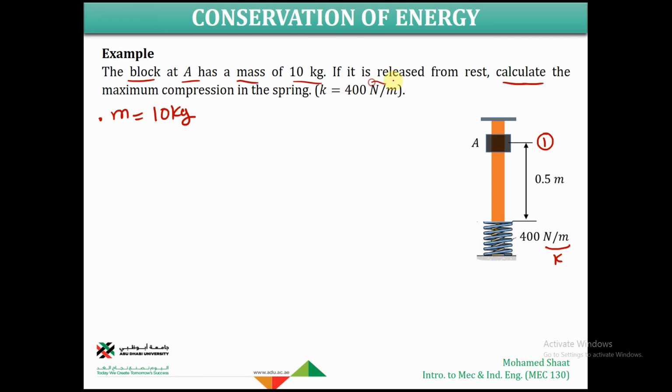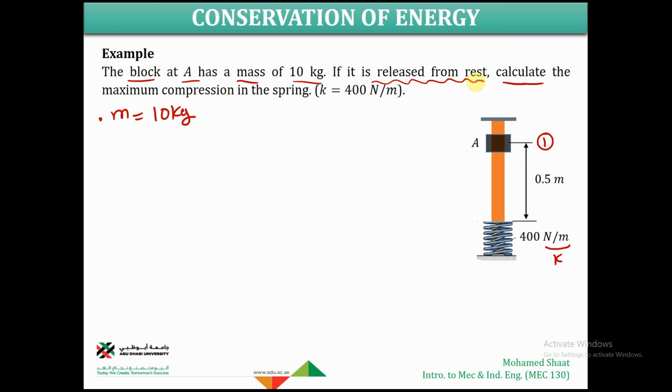If it is released from rest, what does it mean, released from rest? It means that initially we're just holding this block by hand at position 1. Then I'm going to release it. What's going to happen is it's going to fall down, it's going to move down. Why? Because of the gravitational force, because it has a potential at this level to move down. Definitely it's going to fall, moving vertically until it touches the spring, and it's going to keep on compressing the spring. Make sense?